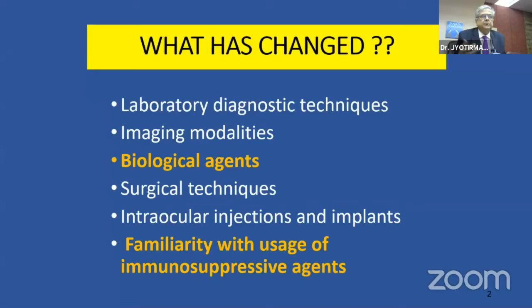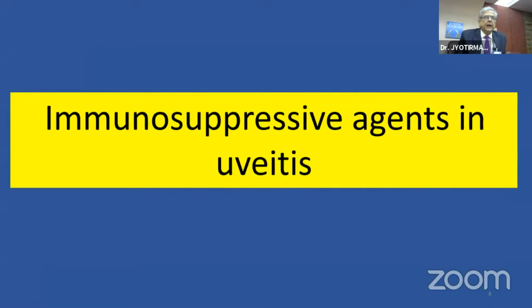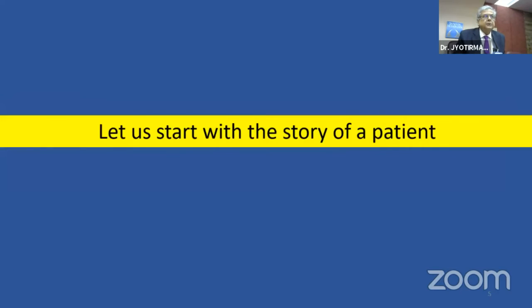But what has happened also, we are getting more familiar with the usage of immunosuppressive agents, and biologic agents have come into very much use in treating non-infectious uveitis. But whatever has happened, what has not changed over the years is that corticosteroids still remain the mainstay of treatment of uveitis. I'll be talking about immunosuppressive agents in uveitis first. I'd like to share a story of my patient whom I treated about 20 years back.